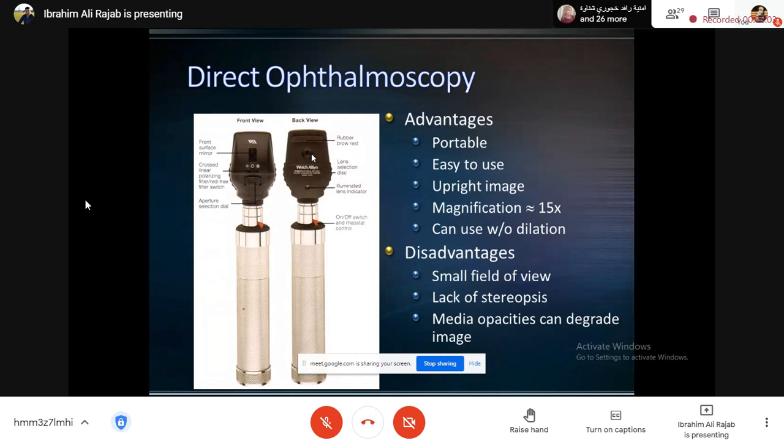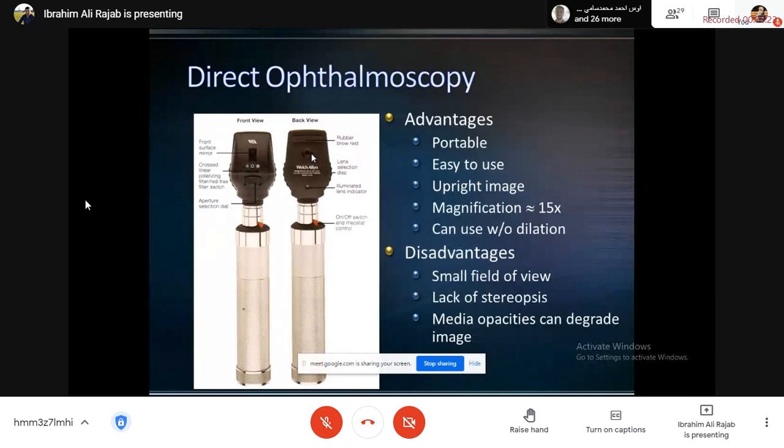The advantage of this instrument is that it is portable. We can hold this device and examine a patient who cannot sit at a slit lamp. We can examine a pediatric patient. It is easy to use. All of you can examine the fundus from the first time you hold this instrument.